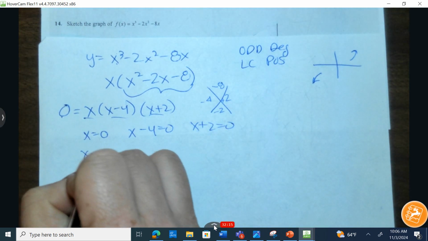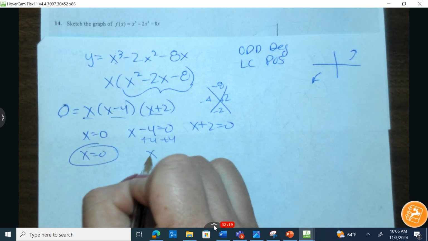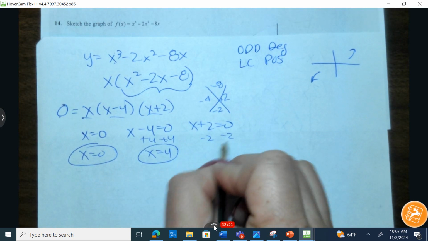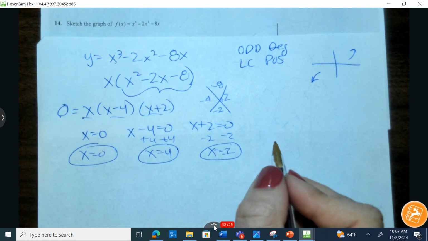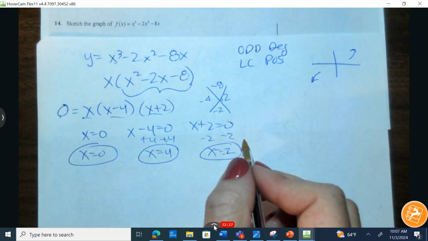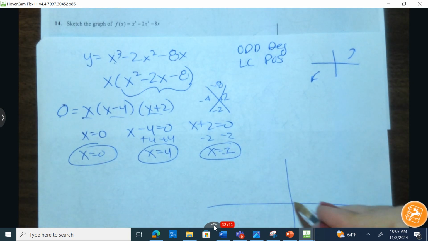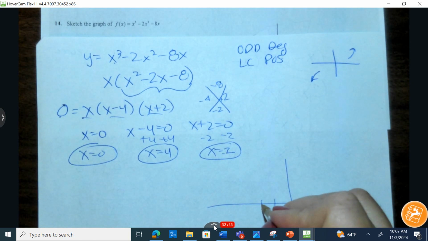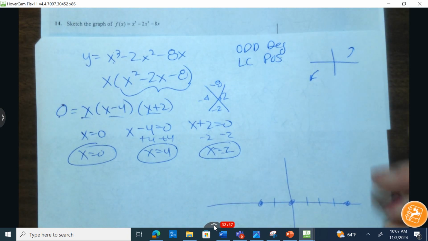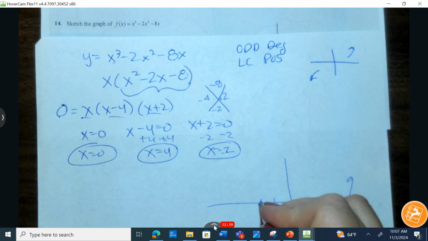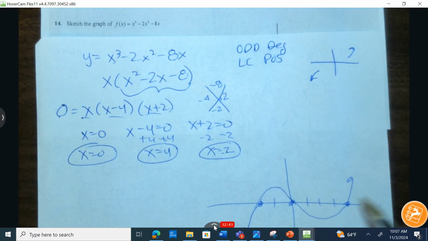And then I solve. So one root is at 0, one is at positive 4, and one is at -2. Now notice that each one of these has only been shown once. So they're all just a single root, which means it's just going to slice through the x-axis at those values. So at 0, at -2, and at positive 4, it slices through. It's going to be up on the right, down on the left, and then it slices through. So it's looking something like this.